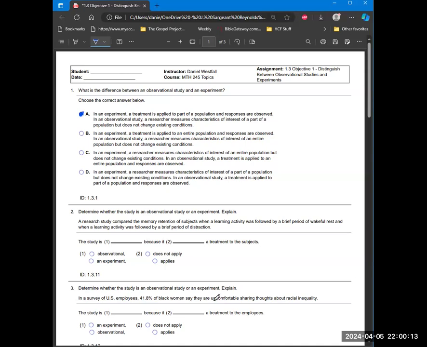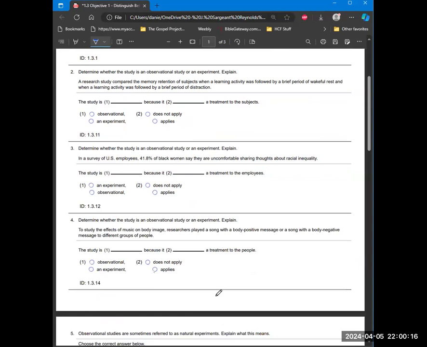Determine whether the study is an observational study or an experiment and explain. A research study compared the memory retention of subjects when a learning activity was followed by a brief period of wakeful rest and when a learning activity was followed by a brief period of distraction. So this is an experiment because it applies a treatment to the subjects.